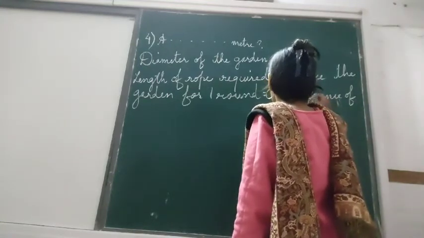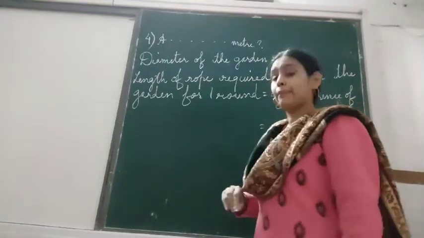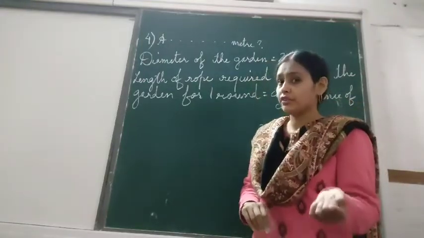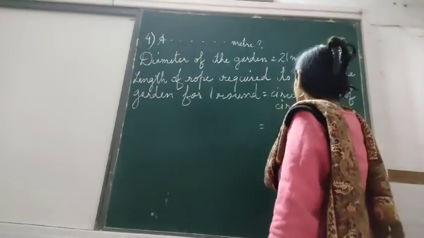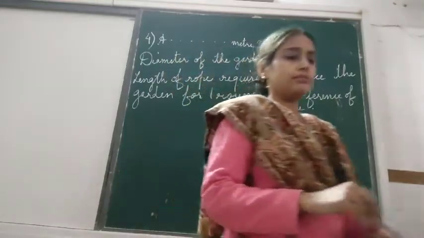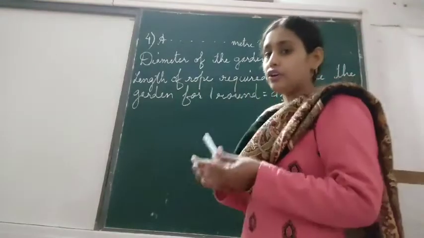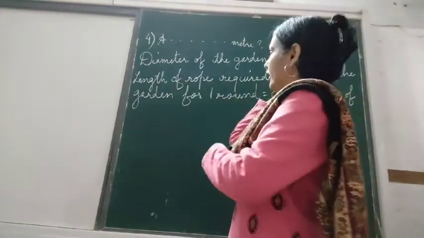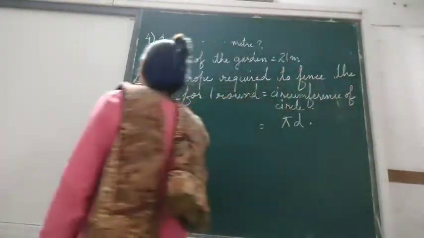And the circumference of the circle is given by 2 pi r. But here r is not given. But we know that the circumference of the circle is also given by pi d. So we write pi d, that is pi into diameter. This is for 1 round, but we want to know for 2 rounds. So now we write: length of the rope required for 2 rounds.